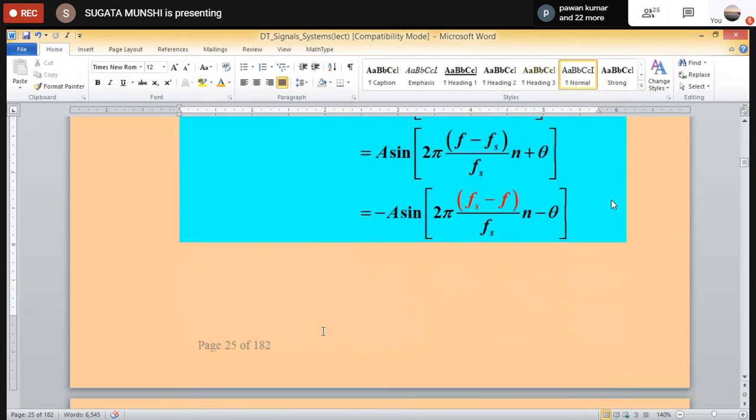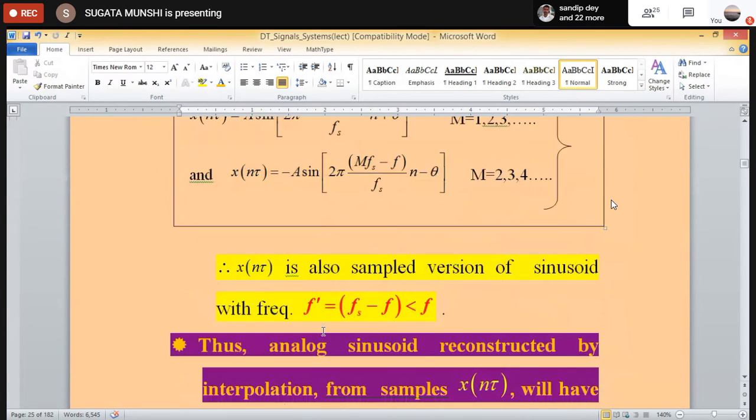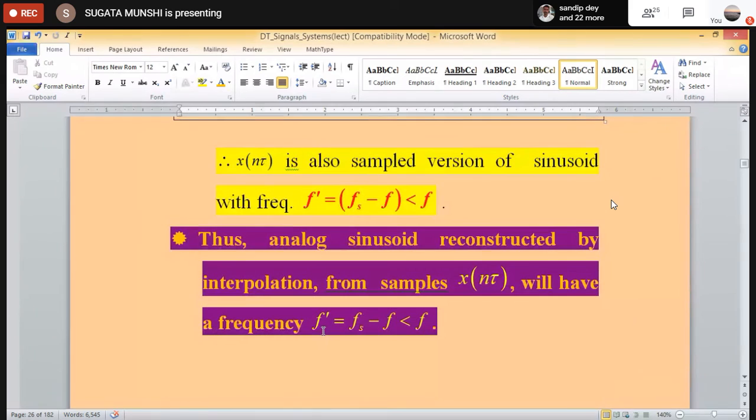Therefore, x n tau is also the sampled version of a sinusoid with frequency f prime, which is Fs minus f, less than f. So here also you have a phenomenon of aliasing.